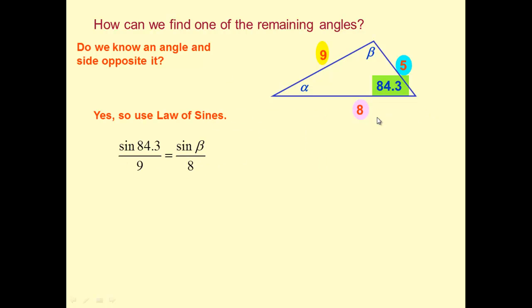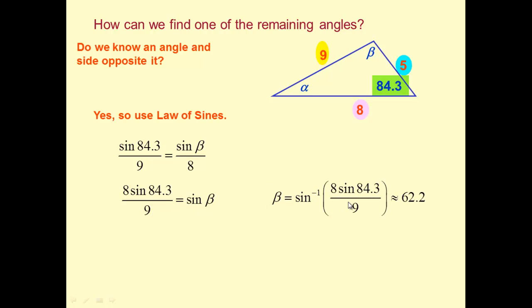So to find angle beta, I'm going to say the sine of beta over 8 is equal to the sine of 84.3 over 9. I'm going to multiply both sides by 8. This would give you a decimal on the left-hand side, and then I take the inverse sine of that decimal. Beta ends up being 62.2. And then to find alpha, again, it's easy enough now that we know two angles. Subtract those two angles from 180, and it gives you the remaining angle, which is 33.5. This is the end of the first part of the section on law of cosines.